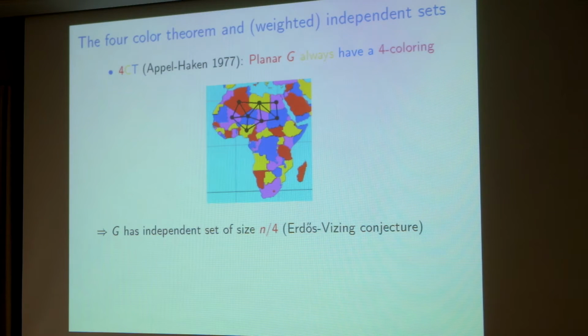This statement itself, that every planar graph has an independent set of size n over 4, is also sometimes known as the Erdős–Vizing conjecture. Now, it's not a conjecture anymore; it's a corollary of the four-color theorem. However, there is no other proof than proving the four-color theorem and then saying that the statement is a corollary. That's the only way we can do it so far.